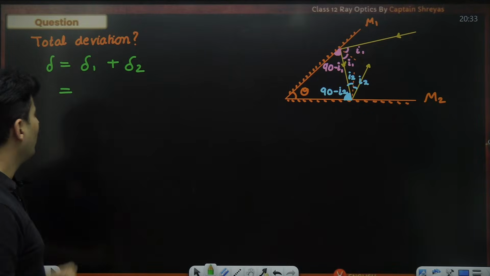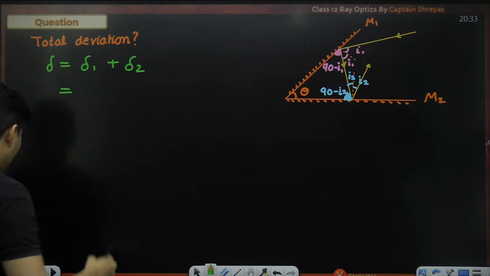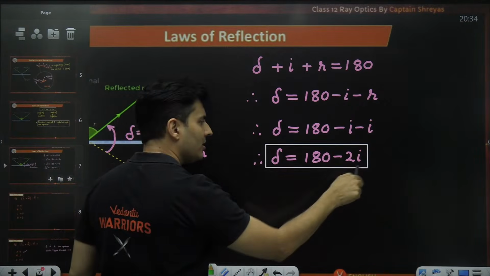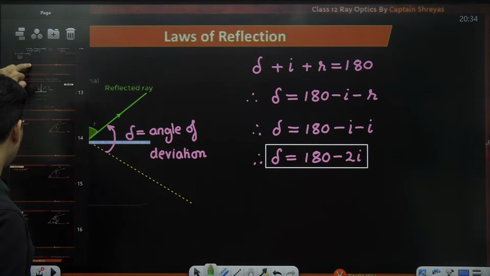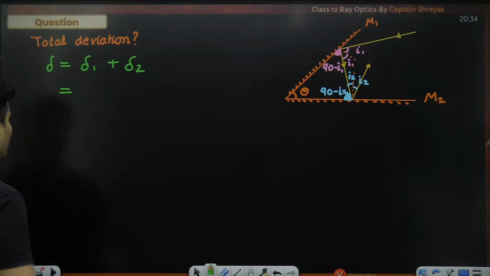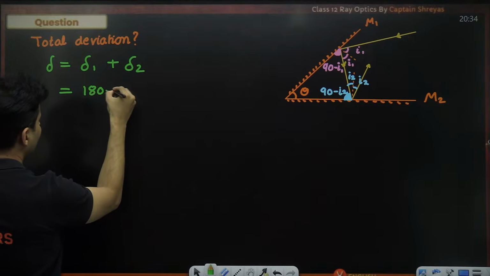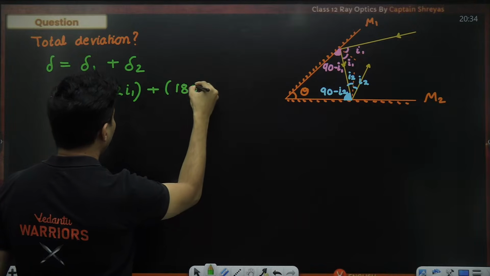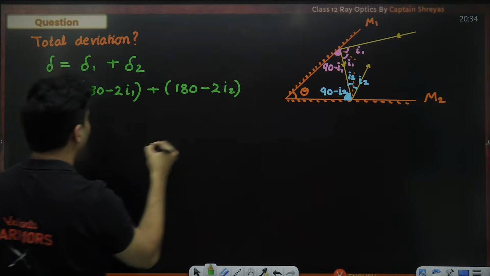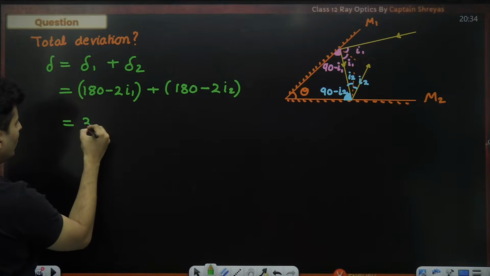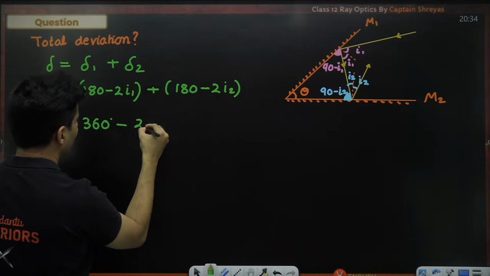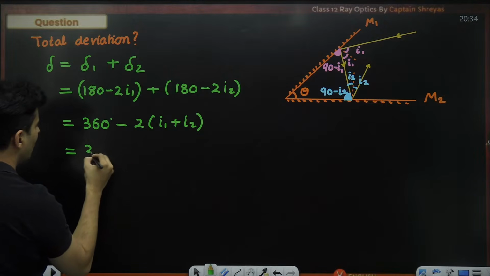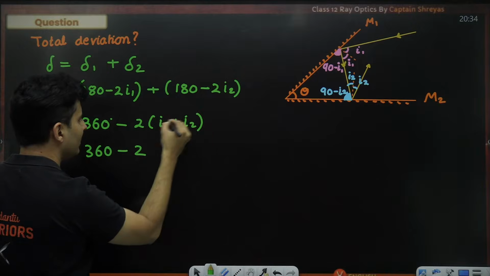Okay. Now, delta 1 by formula, which we have just seen some time back right over here, is 180 minus 2 times the angle of incidence. So let me write it down right over here. It will be 180 degrees minus 2 times I1, that is delta 1, and delta 2 will be 180 minus 2 times the second angle of incidence. 180 and 180 together will make it 360, and we will have 2 common, and we'll have I1 and I2 both of them together. Now the problem is to somehow get rid of this I1 and I2.